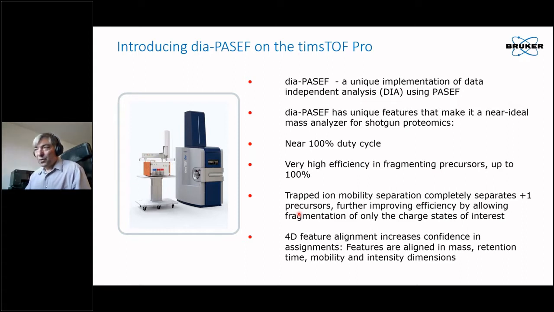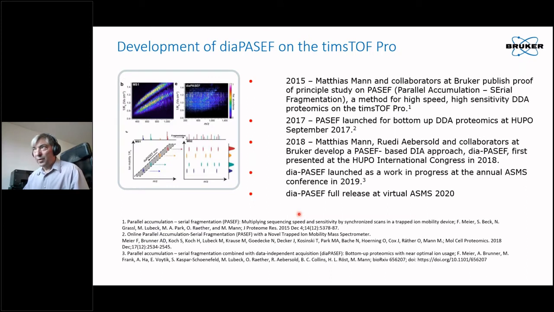And the 4-dimensional proteomics feature allows you to do alignment in additional dimensions. We align not only in retention time and mass, but also in mobility. And so that allows us to do more specific extraction from the libraries.